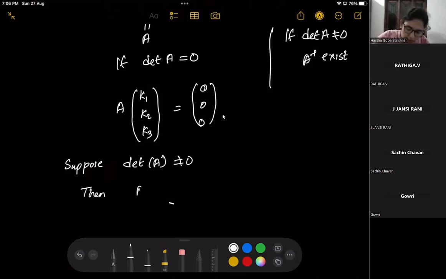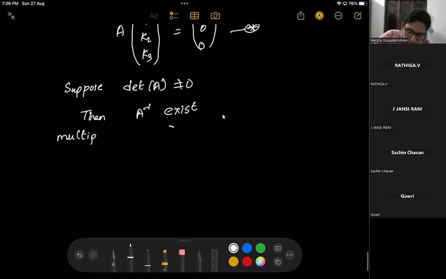Now what I will do is multiply star with A inverse on the left side. Okay, I will multiply this A inverse on both sides. Left side means left side of the equality, in both sides. Okay, A inverse A into K1, K2, K3 equals A inverse 0, 0, 0.